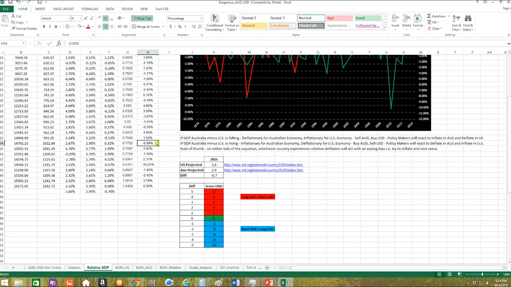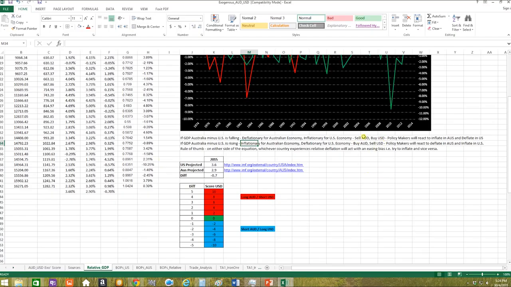If GDP in Australia minus the US is rising, so that gap is getting bigger, which means Australia is starting to grow faster than the United States relative to yesterday or the previous period, this is inflationary for the Australian economy and deflationary for the US economy on a relative basis. And our bias is to look to buy Aussie dollar to sell US dollar.